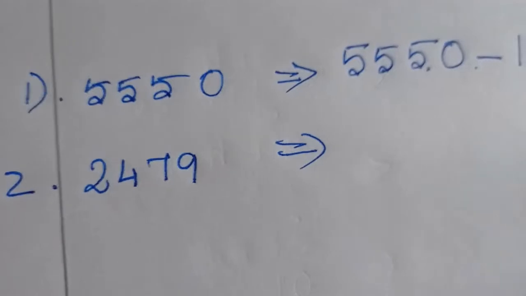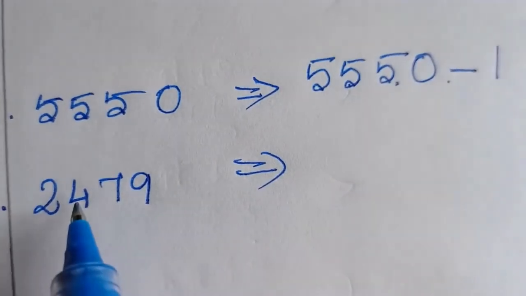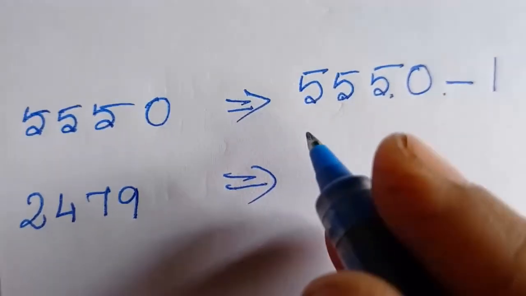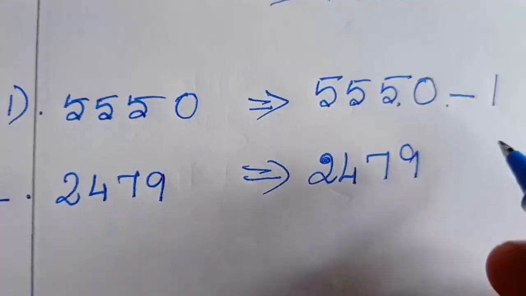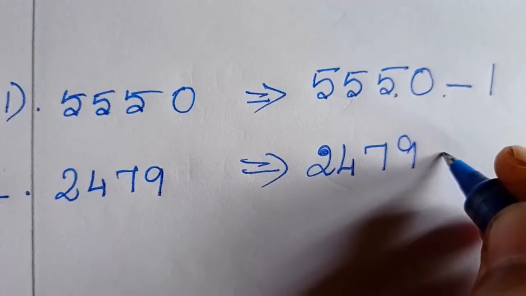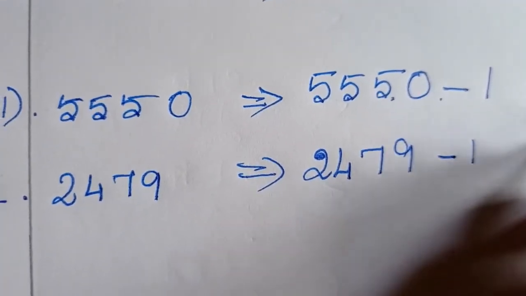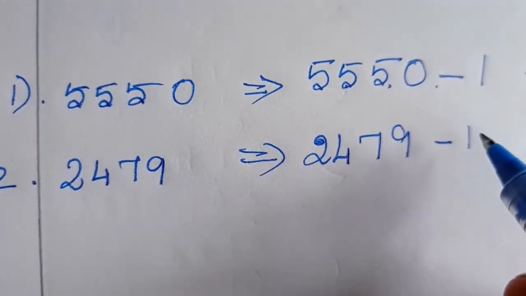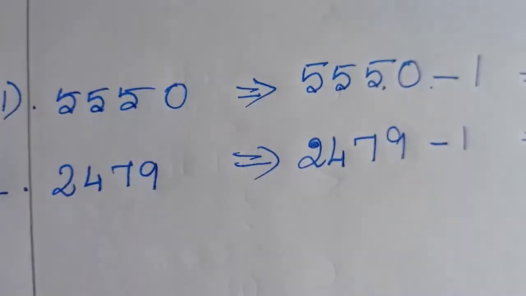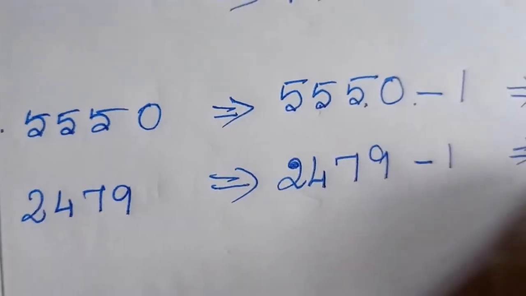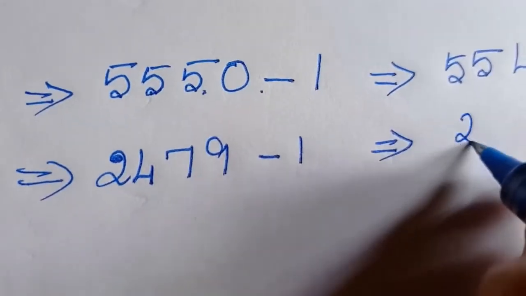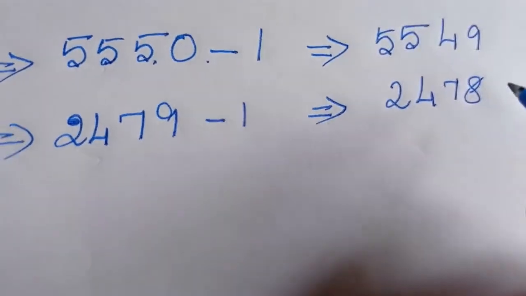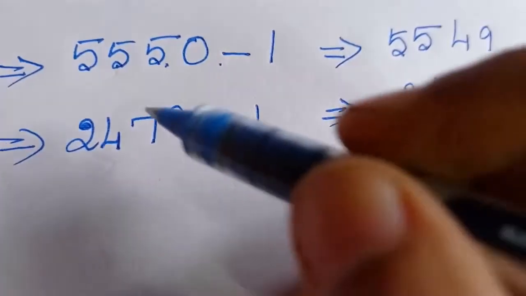Now let's find the next one, 2479. Children, 2479 minus 1. Subtract 1 from 2479, so you get 2478. So 2478 is the predecessor of 2479.